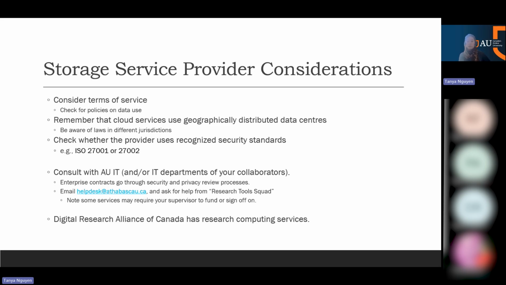I think I mentioned at the beginning that the Digital Research Alliance has some advanced research computing and storage services. Some faculty members at Canadian universities and some other Canadian institutions can get accounts. As a graduate student, your supervisor would need to sponsor you to get an account.